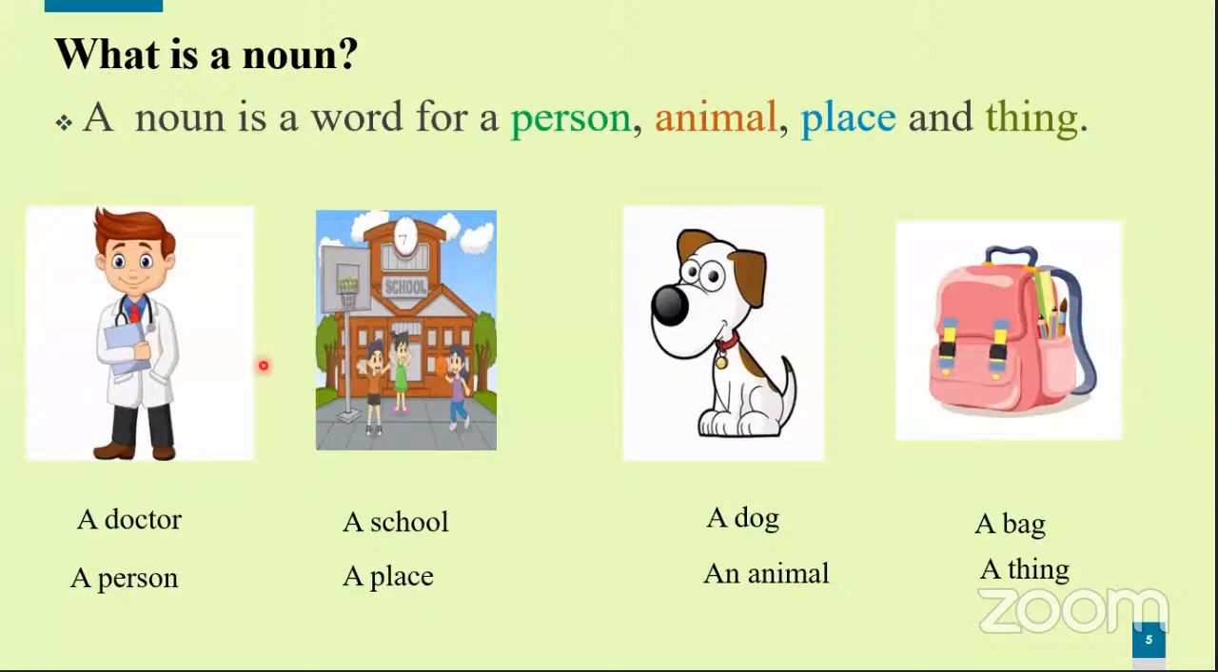So all the persons are nouns. All the places are nouns. All the animals are nouns, and all things, everything, right? We know there are many things: rivers, mountains, vehicles, so many things are there. All things are nouns, right? So now you have got an idea about the concept of noun. So let's go to the next slide.